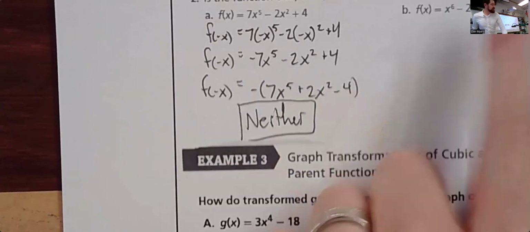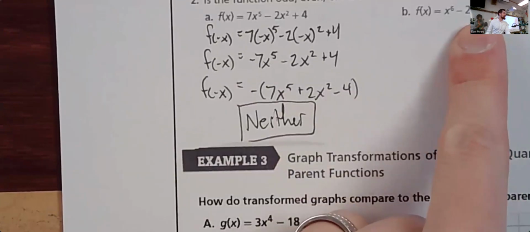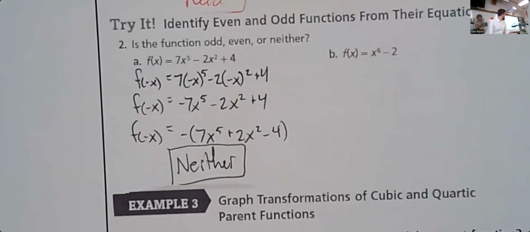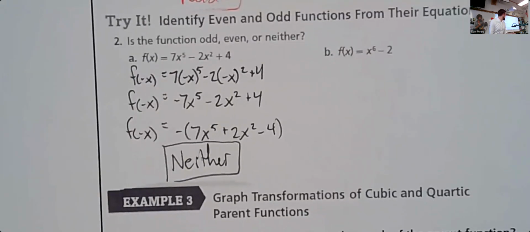This one should be pretty quick, I hope. What's the answer? It would be, wait, what? X to the 6, it should be the same thing, right? X to the 6 minus 2. So that means it should be even, yeah?